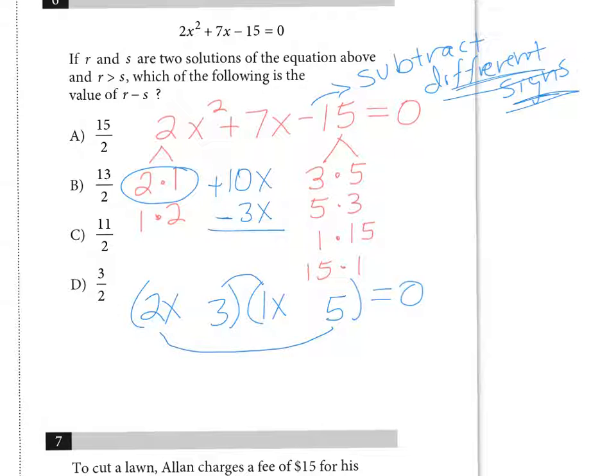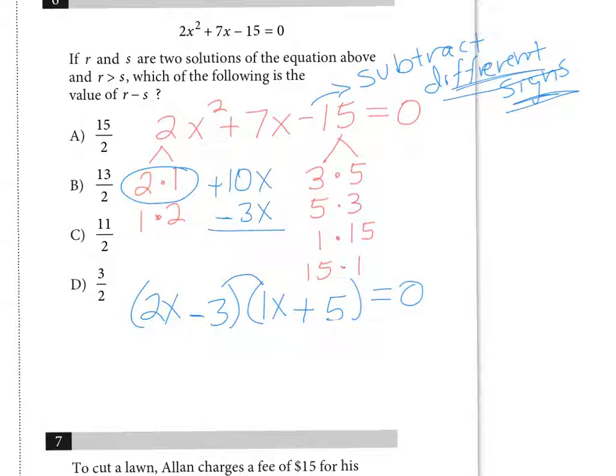What sign? A positive, right? And what about with the 3? What sign should I have with the 3? A negative. And now that I have my factors, remember what I said about factoring equal to 0 when you have two factors equal to 0?